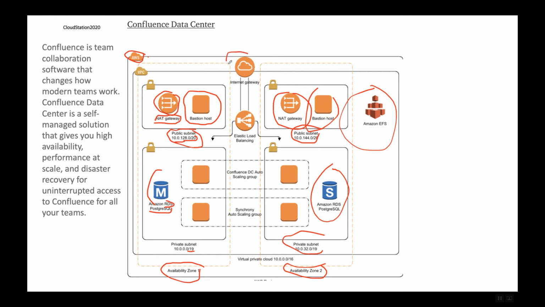This is the internet gateway. From here, your access to the internet happens, and this is your elastic load balancing. Whatever request comes in from here can go to either of these. So this is a basic-level Confluence Data Center architecture diagram, and you also need to define route tables and so on, which is not part of this. Now let's move to the next.